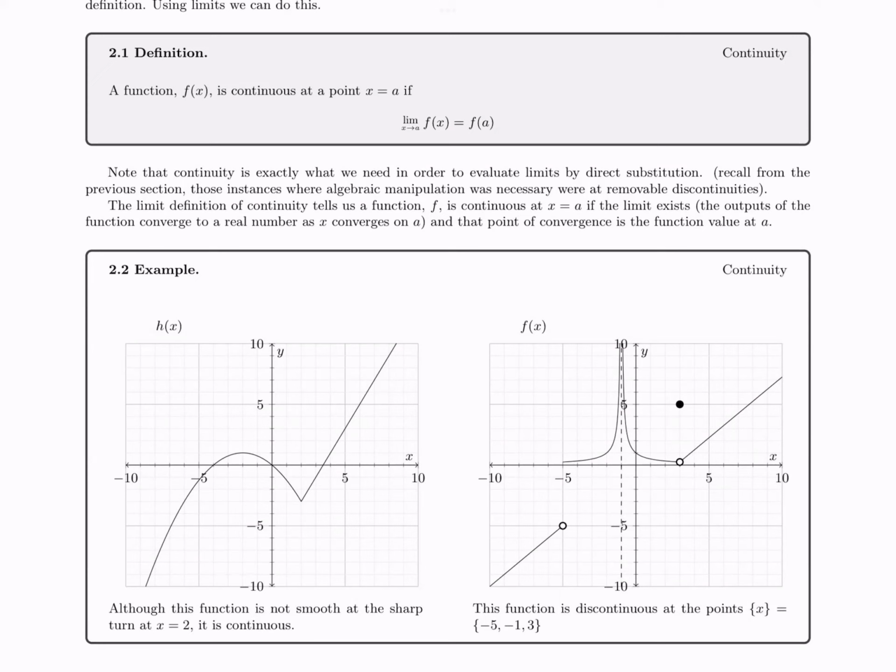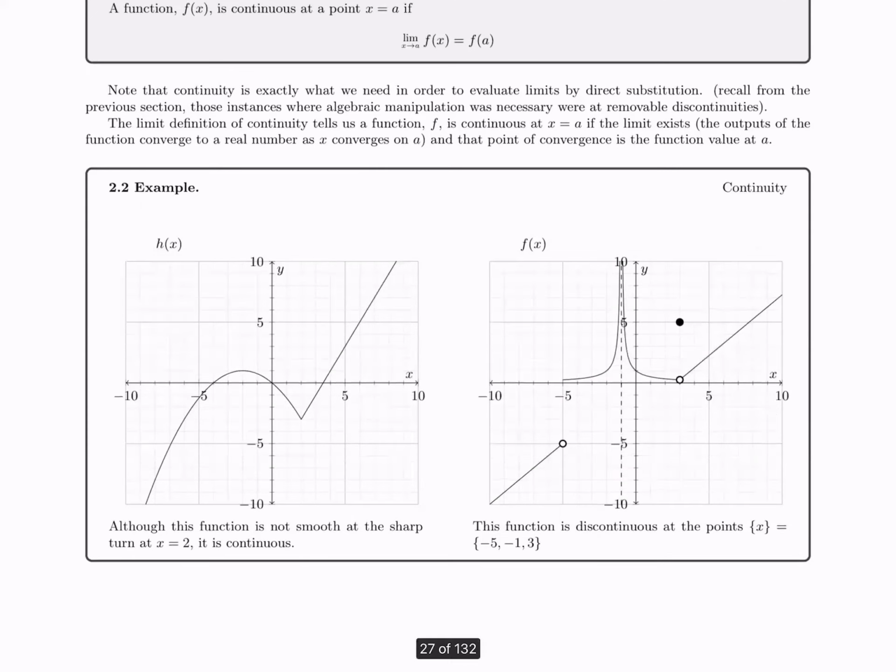One, the limit has to exist. It has to give you a real number. And two, the function has to exist. And three, those two numbers are the same thing. So if any of those conditions are not met, we would say a function is discontinuous. And depending on which one of those conditions is not met changes the type of discontinuity. We'll see that here in example 2.2.